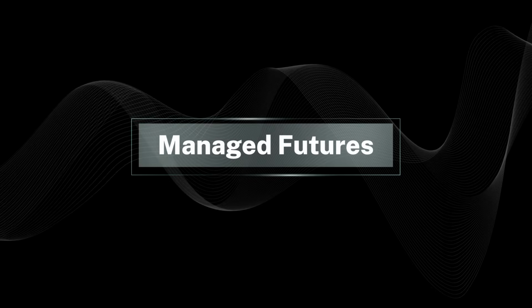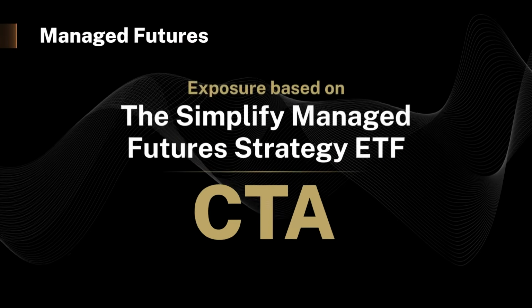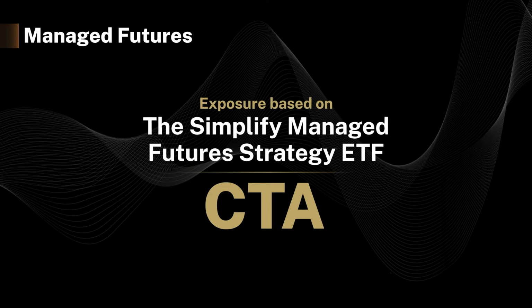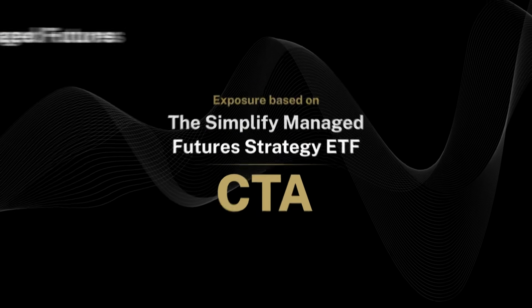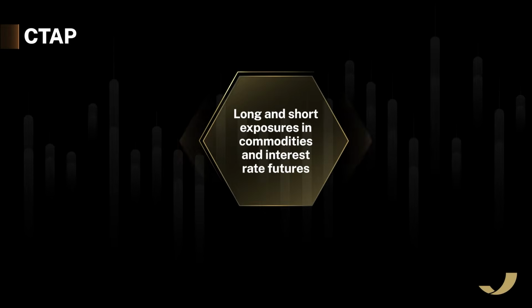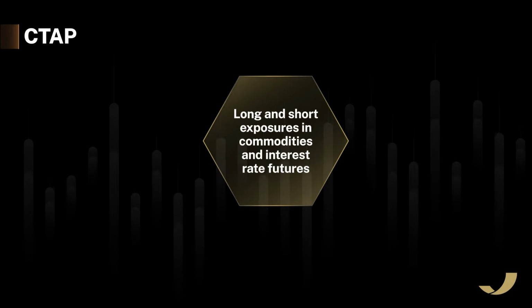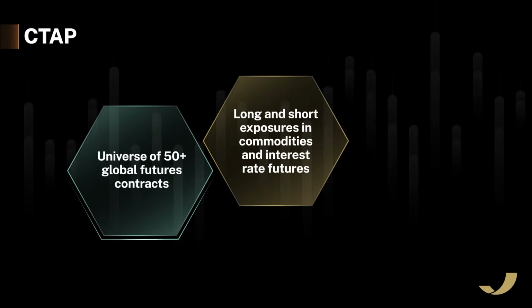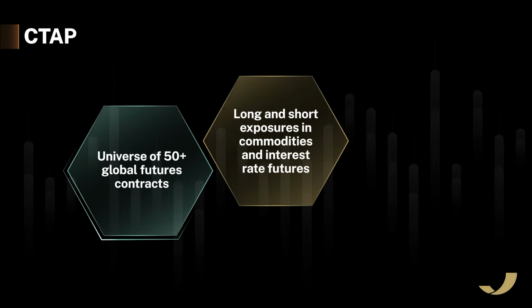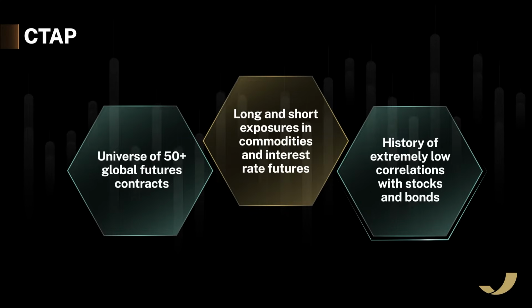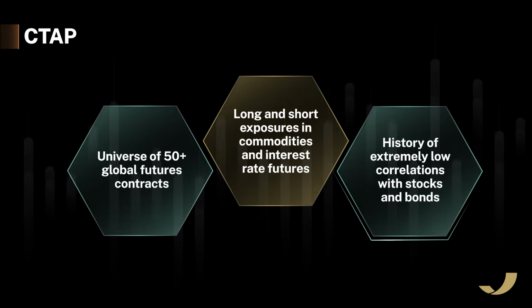The managed futures exposure is based on the Simplify Managed Futures Strategy ETF, ticker symbol CTA. CTA takes long and short exposures in commodities and interest rate futures. It selects from a universe of over 50 global futures contracts. Most importantly, it has a history of having extremely low correlations with both stocks and bonds.